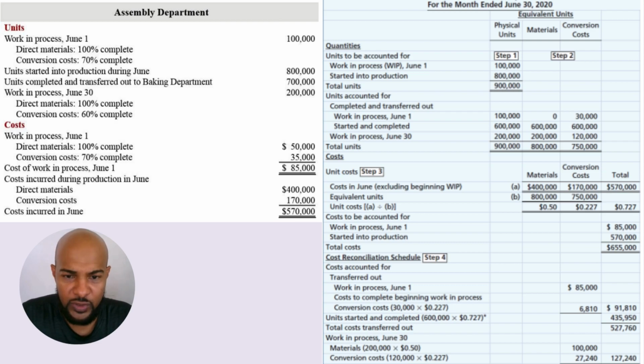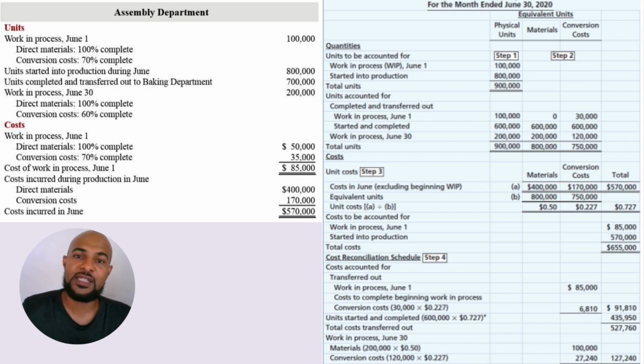Will be 400,000. In the previous method we did, which was the weighted average, we would have actually included the direct materials at the start of June, right? But that didn't happen this year. What happened this year was $400,000. So my material in June, excluding the beginning work in process, is 400,000, right? In terms of our conversion cost, though, our conversion cost is going to be 170. I am excluding what happened at the beginning work in process. So my total cost is 570,000.